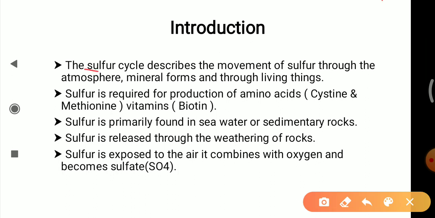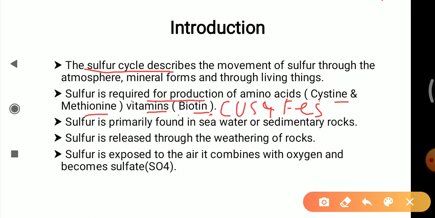The sulfur cycle describes the movement of sulfur through the atmosphere, mineral forms, and living things. Sulfur is required for the production of amino acids such as cysteine and methionine, which are sulfur-containing amino acids. It is also required for the synthesis of vitamins such as biotin, and for oxidative phosphorylation in the Cus and FeS centers.